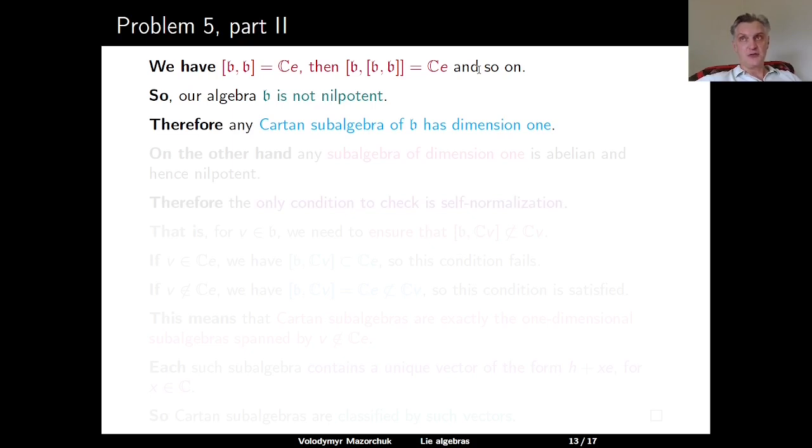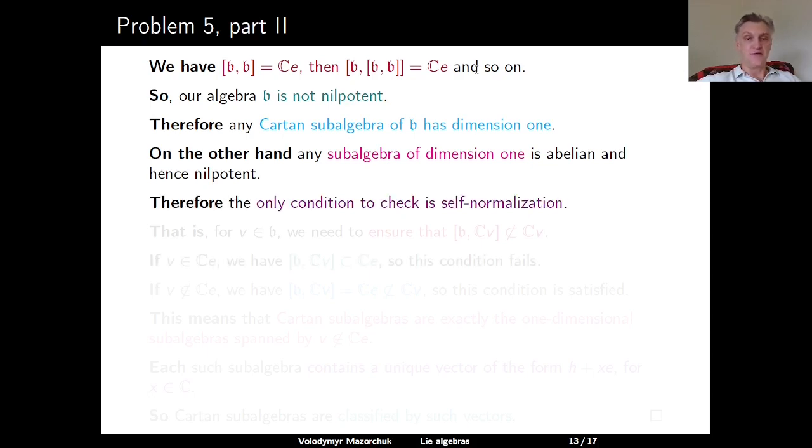But B has dimension 2, so any Cartan subalgebra of B must therefore have dimension 1. A Cartan subalgebra is a subalgebra which is nilpotent and self-normalizing. If we take any subalgebra of dimension 1, it is abelian and hence nilpotent. So any subalgebra of dimension 1 is nilpotent. The question is when it's a Cartan subalgebra, if and only if it is self-normalizing. So in order to satisfy the self-normalization condition, the normalizer cannot be bigger than the subalgebra.